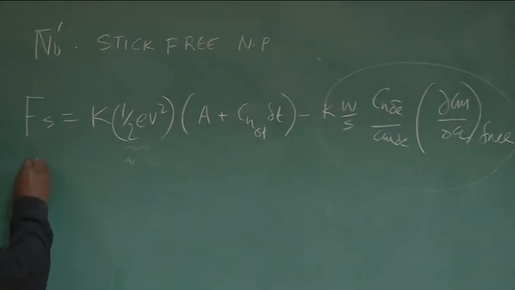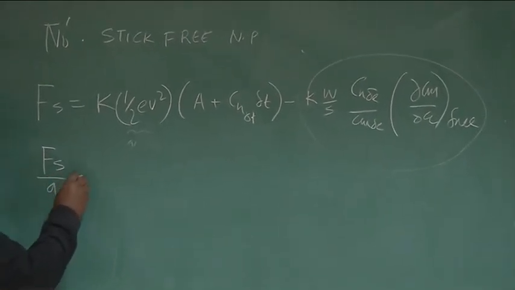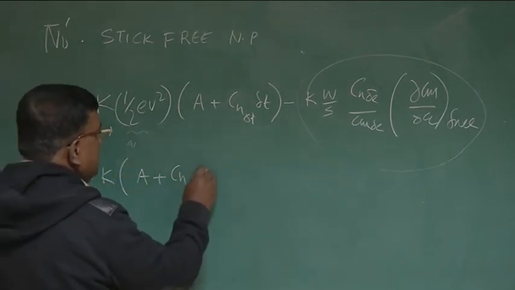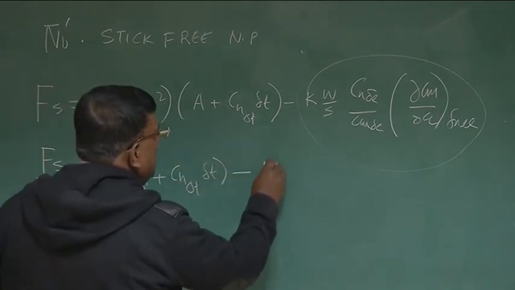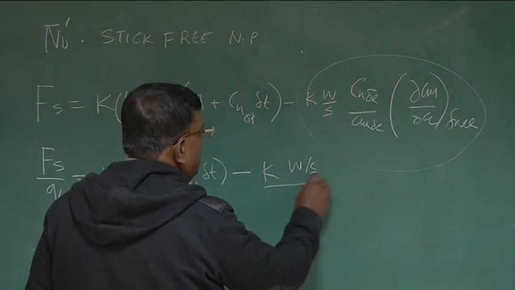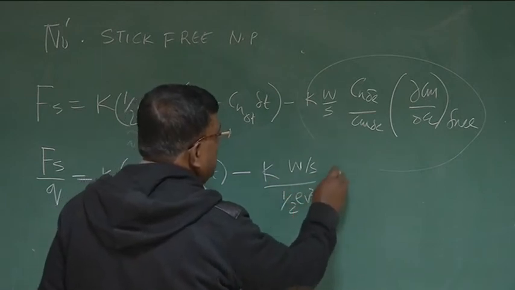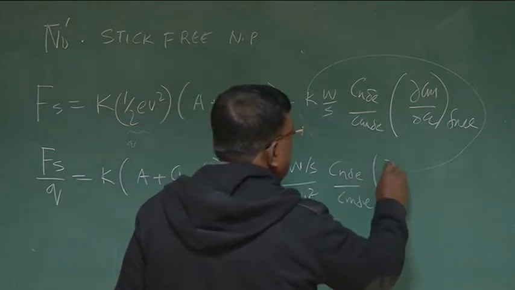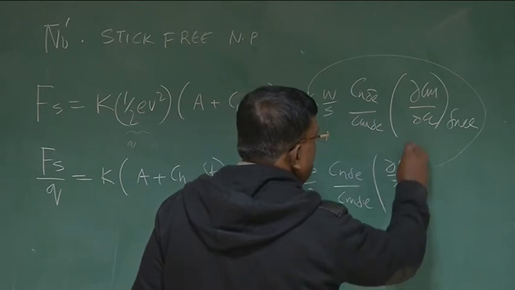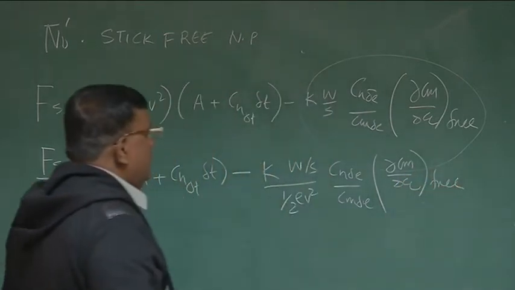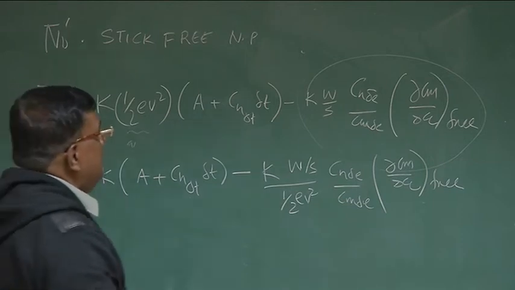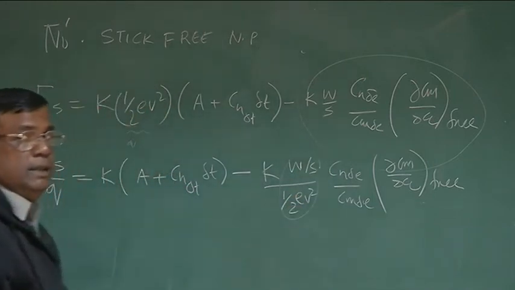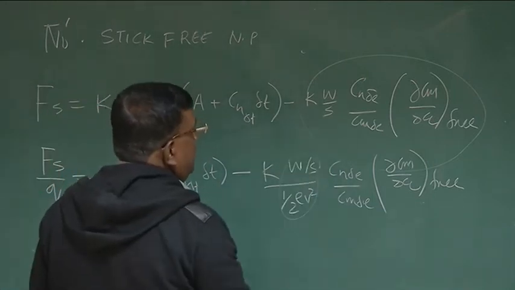Now we divide both sides by Q. So here it is Fs by Q, equal to K (A plus Ch delta T into delta T), and here it will be K W by S by half rho V square, Ch delta E by Cm delta E into dCm by dCl free. Right? And you could see here W by S by half rho V square is nothing but Cl. I'm sure you are in touch with me.